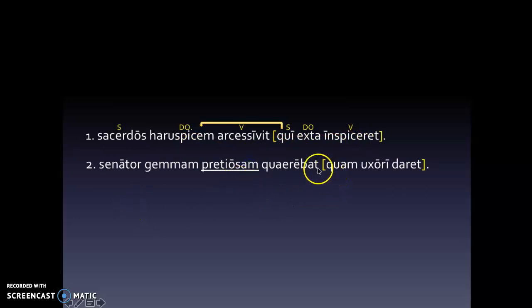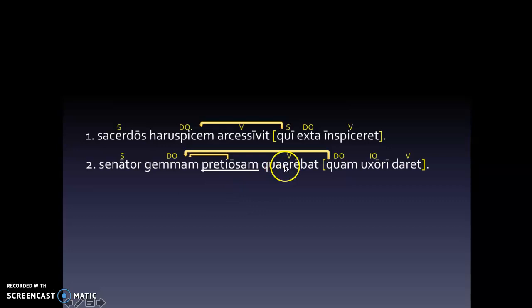All right, we've got our clause here. Starts with quam, a relative pronoun, ends with a subjunctive. Pretiosum is an adjective modifying gemam. Quam is referring back to gemam. We've got a nominative subject, an accusative direct object. We've got our main verb. This is an indicative. Quam is accusative. Uxori is dative, so it's our indirect object, and then we've got a verb.